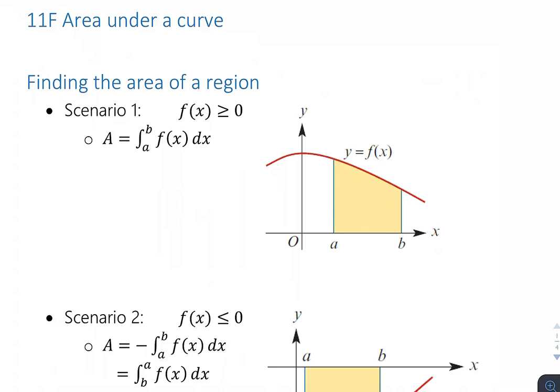Exercise 11F looks at the area underneath a curve, or the area between the curve and the x-axis. There's three scenarios that we're going to look at. We're going to look at when our entire function is above the x-axis, when our entire function is below the x-axis, and then also looking at when it crosses the x-axis.